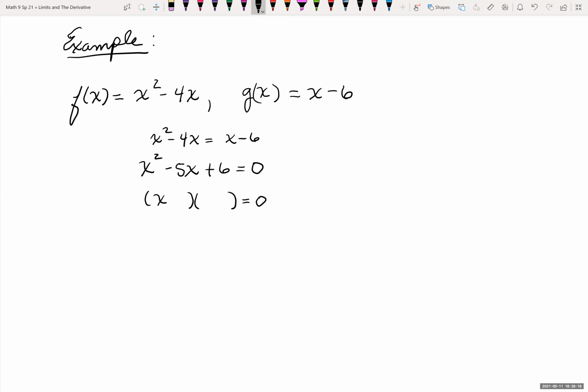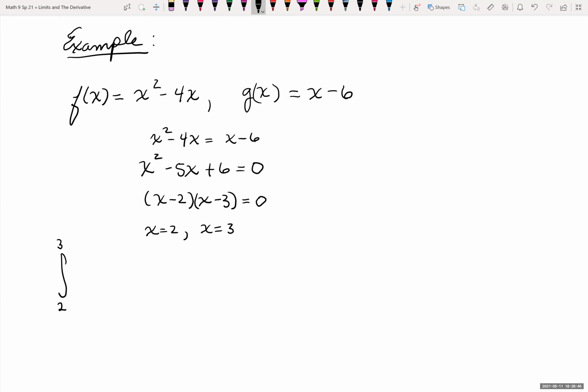I'm going to factor this as x minus 2, x minus 3. So looking at each factor and setting it equal to 0, x minus 2 is 0 when x is 2, and x minus 3 is 0 when x is equal to 3. And so we have a lower bound and an upper bound of our integral. So our integration is going to be from 2 to 3.